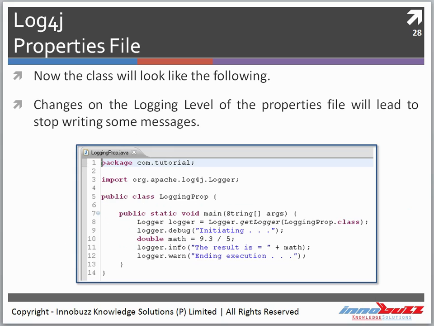Here's the same example previously shown by using the log4j.properties file. We have removed the line with the configure method call, and we'll leave only the debug and info messages.